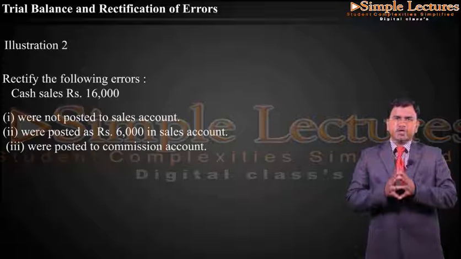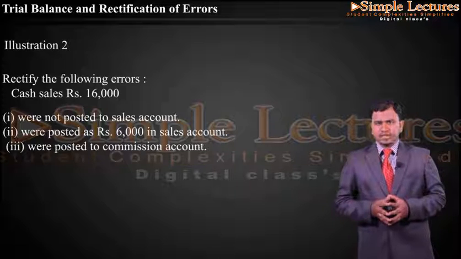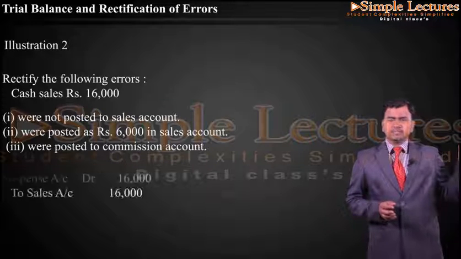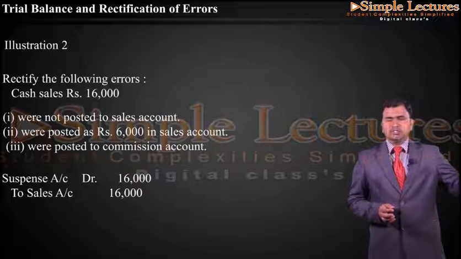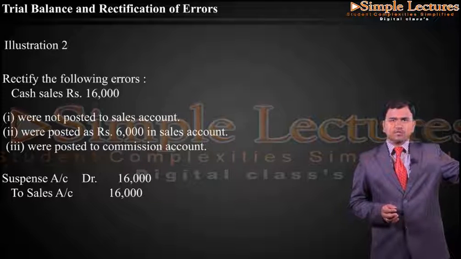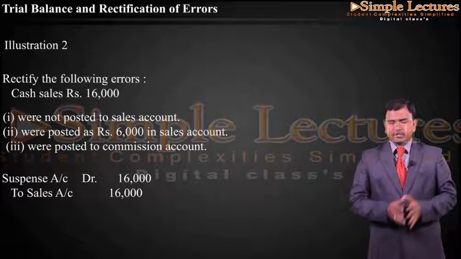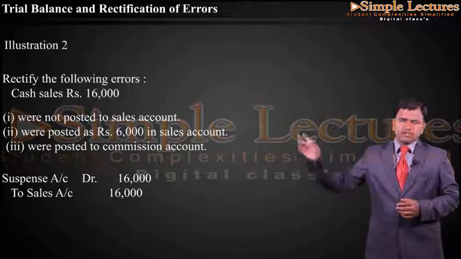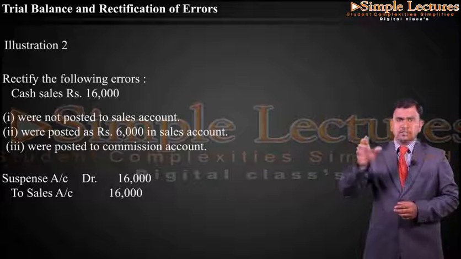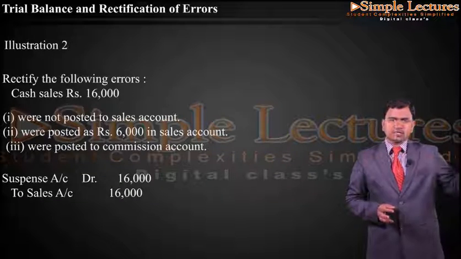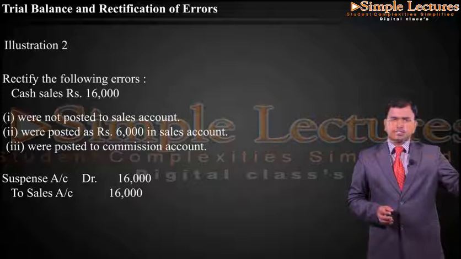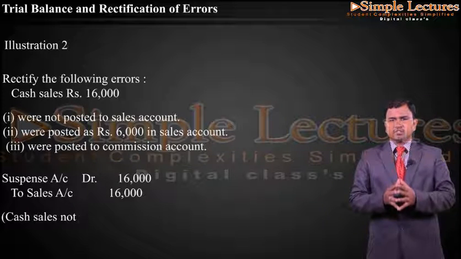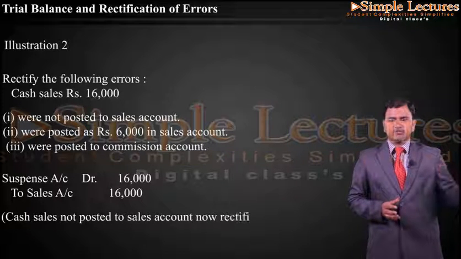So at that time we have to post this entry to the sales account, where sales account will be credited in this, and the entry will be suspense account debtor to sales account 16,000. So 16,000 debit and 16,000 credit. When we are recording the same in the ledger account, the sales account will be credited. So here the entry was rectified: suspense account debtor 16,000 to sales account 16,000, and the narration will be cash sales not posted to sales account, now rectified.